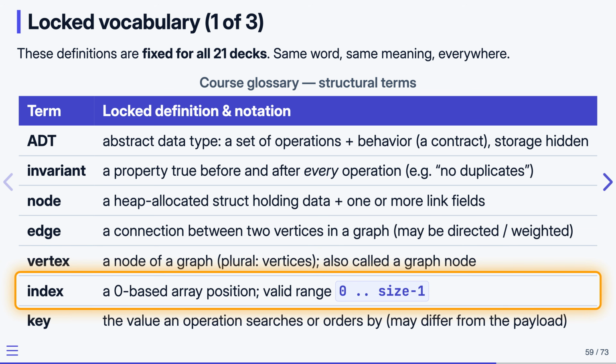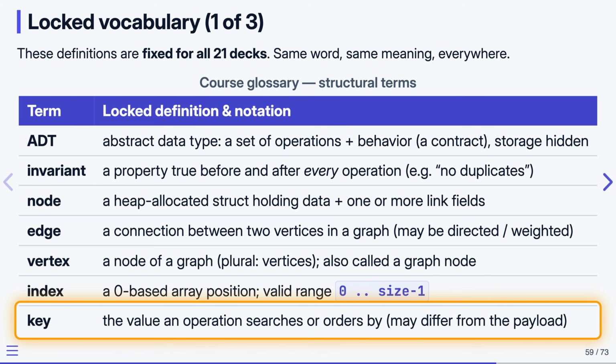An index is a position in an array. It starts at 0 and it runs up to size -1. A key is the value that an operation searches or sorts by. Sometimes the key is different from the rest of the data.